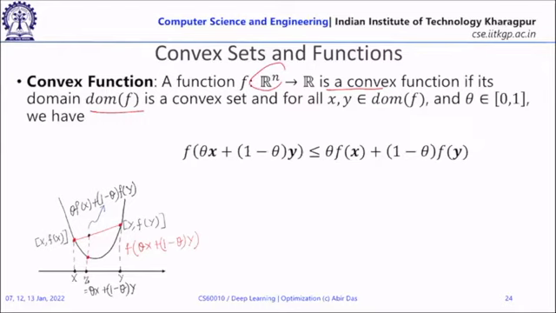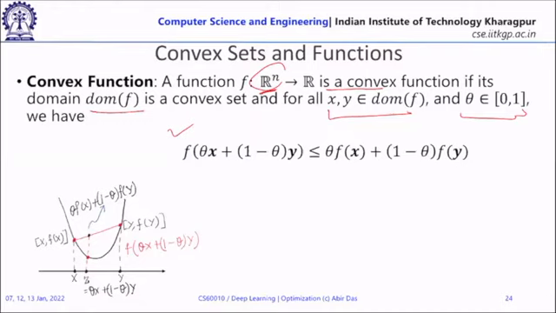So I should have really written not Rn, but any n-dimensional space. So it's not the whole Rn, it may not be. It's a convex set, and for all x, y in domain F, so all x, y belonging to domain F and theta in 0 and 1, we have this. If this relation is satisfied, then it is a convex function. Now, what does this relation tell?